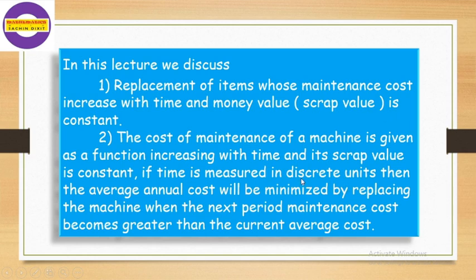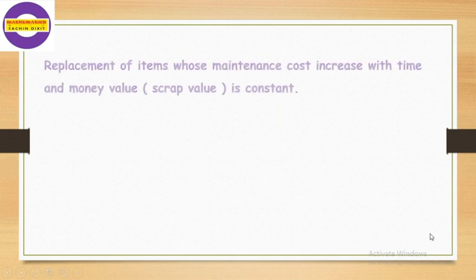Here we use time is measured in discrete units, and in the other case time is measured in continuous units. These discrete units and continuous units are the two parts of this main article. We discuss one by one all these points. First, replacement of items whose maintenance cost increases with the time and money value or scrap value is constant.